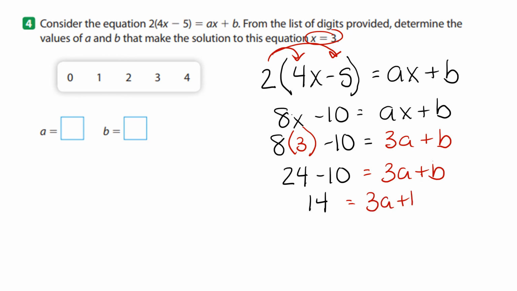And so when we're plugging in our values, we need to know 3 times what plus b gets us that same answer of 14. When we multiply, we can do 3 times 4, which would get us 12, and then plus 2 would get us 14. That would mean a is 4, 3 times 4, and plus 2 would give us our 14.